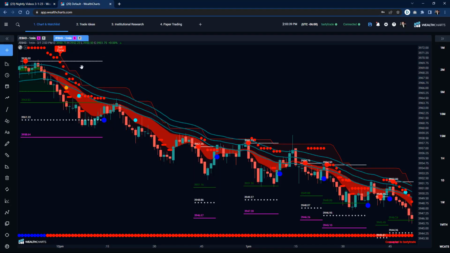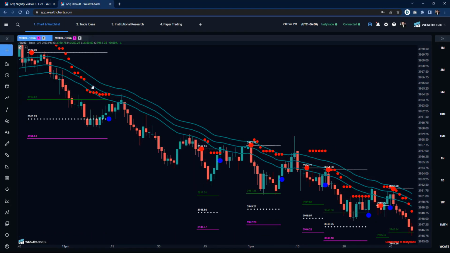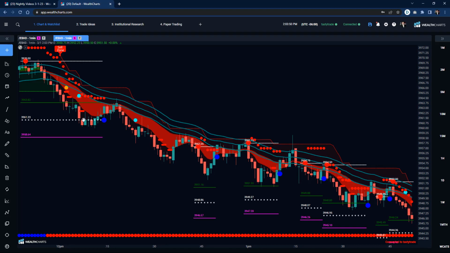So in the meantime, just keep looking for these wonderful entry and re-entry opportunities, whether it's the TRP by itself, or if you're lucky enough to have Wealth Charts, then have Wealth Charts and all the additional information it gives you, along with the power of the TRP, so you can really put some dynamos together.